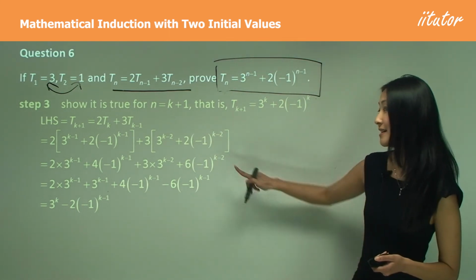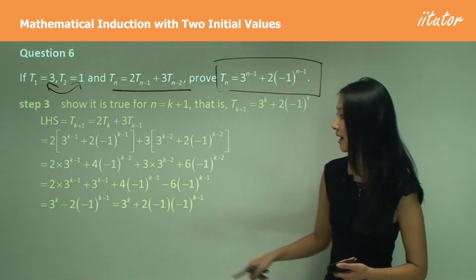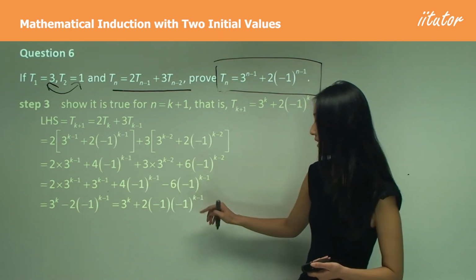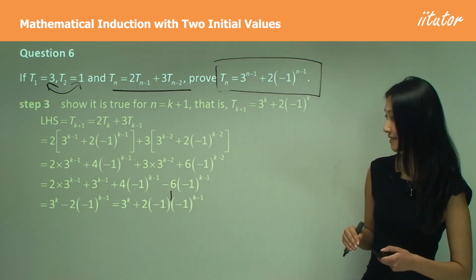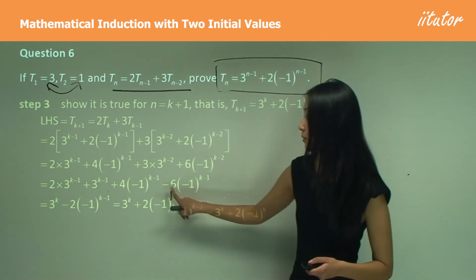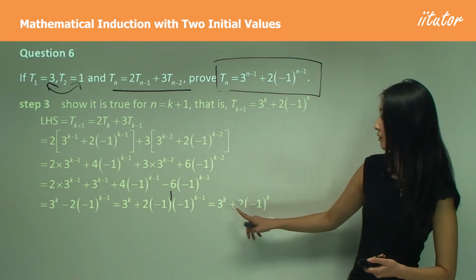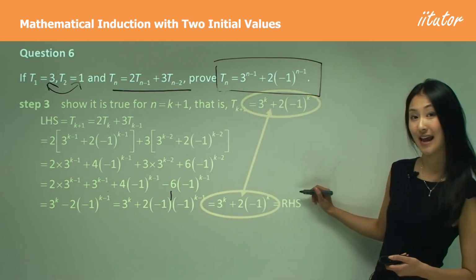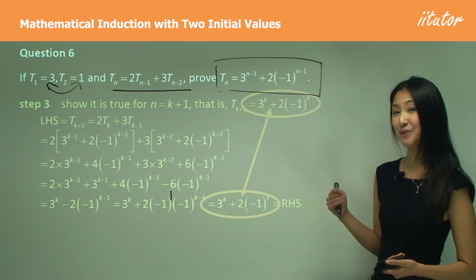So we use the same idea that we did up here, which is consider this negative 2 as a positive 2 times a negative 1. So we have this negative 1 multiplied into this. So if we have 1 up here, we add the indices together so that this just becomes negative 1 to the power of k. And because we've gotten rid of that negative, this just becomes positive. So that's how you get 3 to the k plus 2 bracket negative 1 to the k, which you can see is exactly the same as the right-hand side. So now we've shown that the left-hand side equals the right-hand side.